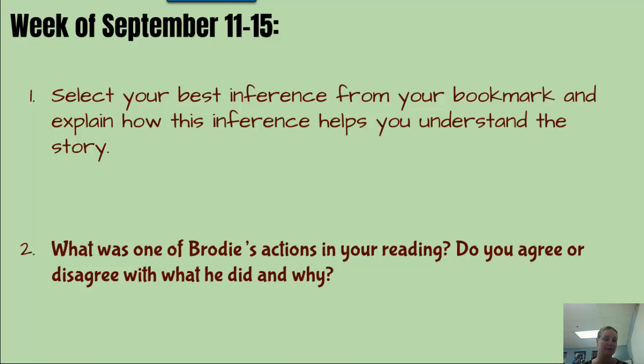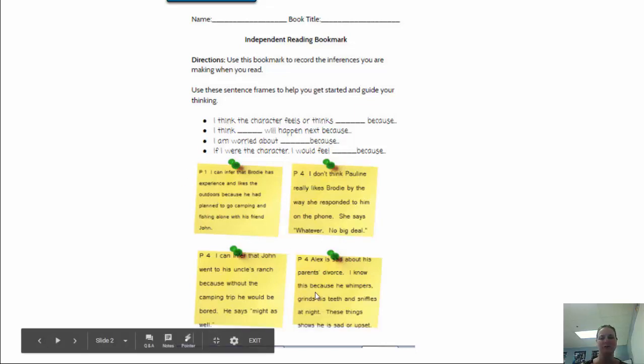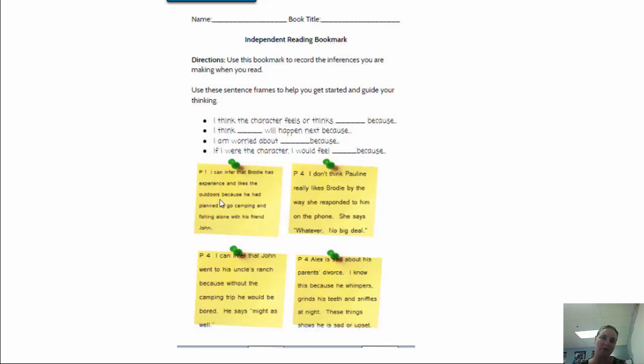And then the second part of this is, what was one of Brody's actions in your reading? Do you agree or disagree with what he did and why? So you're going to tell me a little bit about what you're thinking about this book. So here's an example of a bookmark. This is mine. I made 4 inferences, and as you can see, they were on pages 1 to 4. So I don't really want you using any of these. Actually, I think I might have given you one of these, and so if you use it, that's fine. But I don't want you to use that one in your log.